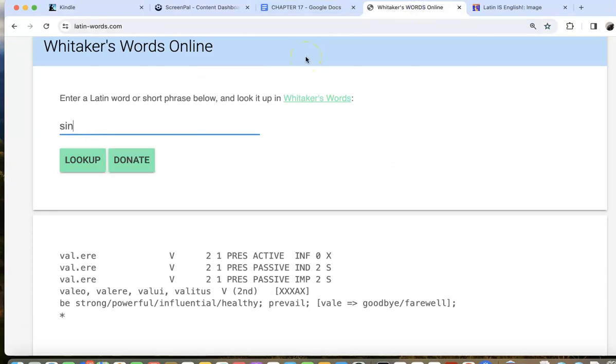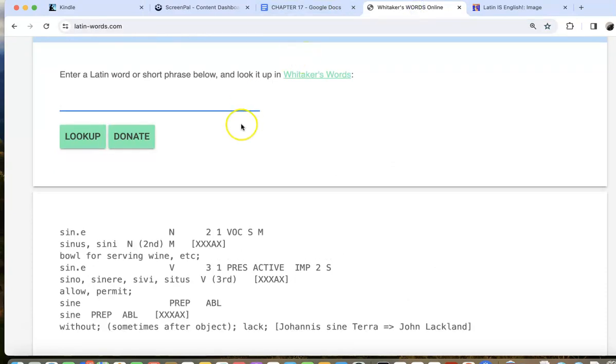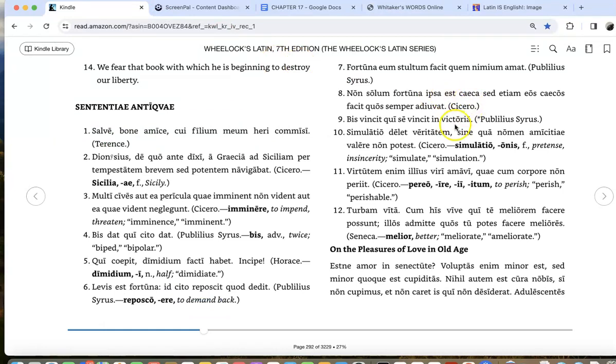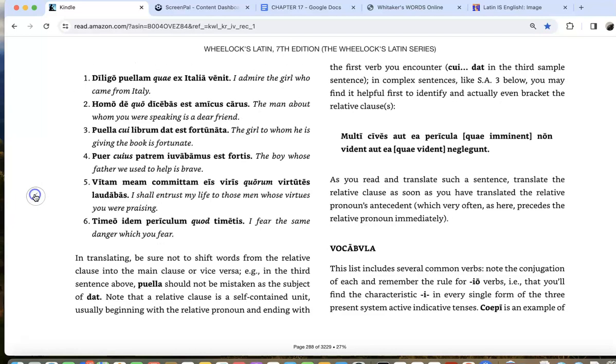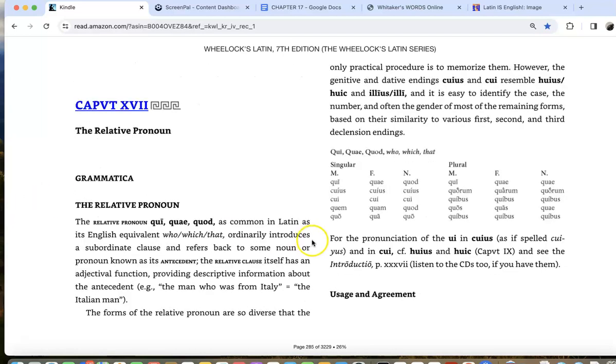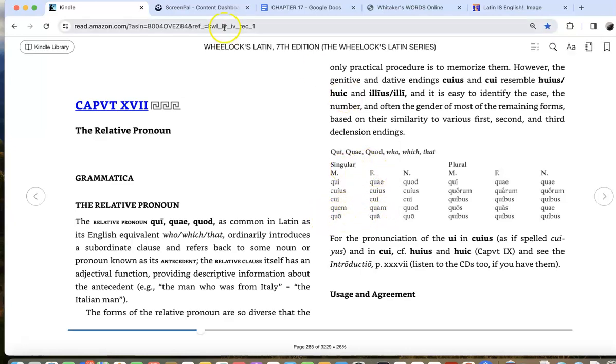How do we know that? Well, we learn it, or if not, we have to look it up. And you can see it's a preposition followed by the ablative. What does that mean in terms of the relative pronoun? Well, it means that we need singular, feminine, ablative singular, which if you go back to the chart in the beginning is qua, Q-U-A, with the macron, singular, feminine, ablative singular.